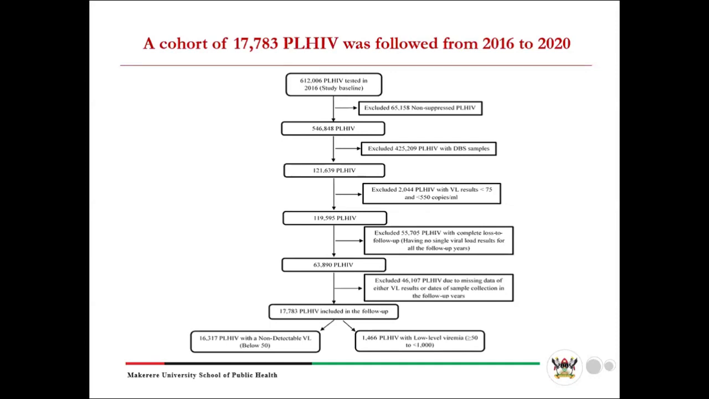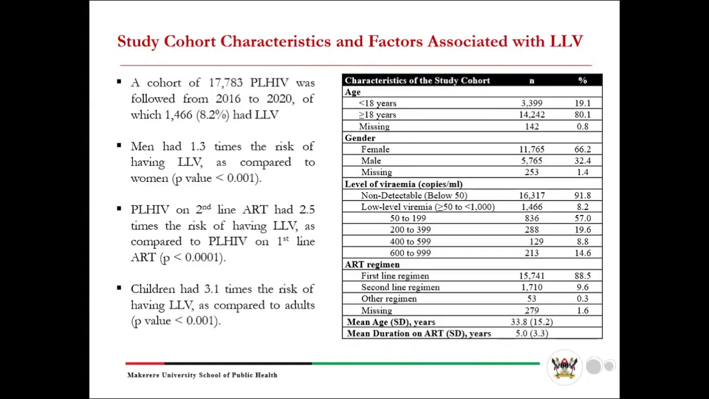And then we excluded all samples without definite results, those that had less than values, because they were not exact. And then we excluded all the lost to follow-ups, those who didn't have valid results for all the years and the date of sample collection, and we remained with a cohort of 17,783 people who were followed up from 2016 to 2020.